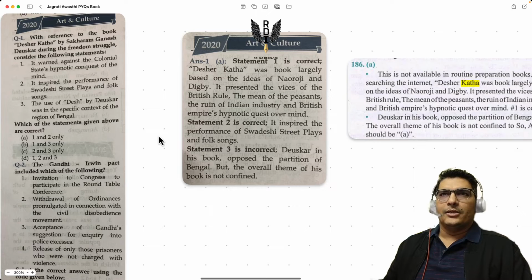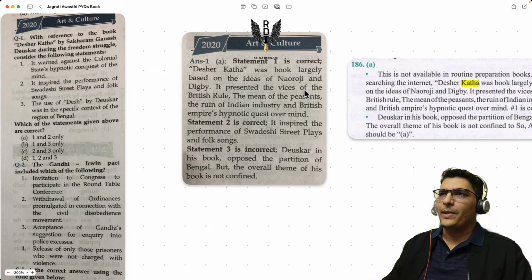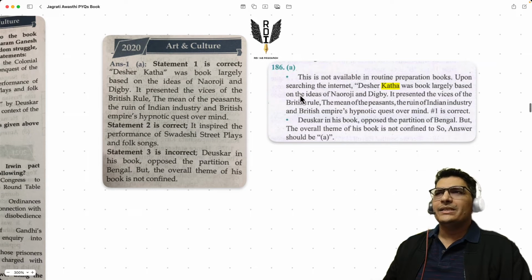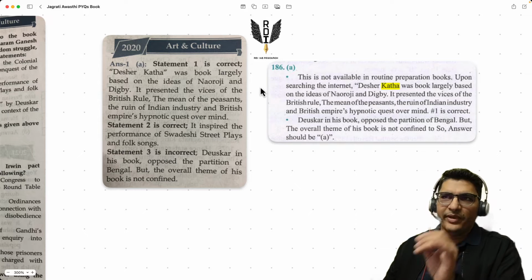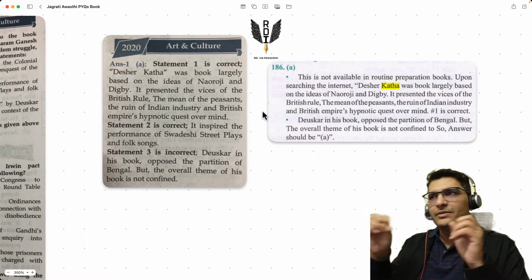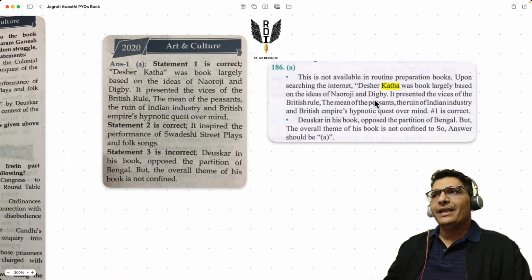Next is this Desher Katha question. This was not from 2023, it was from 2020. We looked at the solution. The Jagrati Avasthi solution was not inspiring. Mrunal Patel's solution, I would not say it's better, it's very similar to what Jagrati Avasthi's book says. So I think both of these have just copy-pasted from the same source, probably Wikipedia. But the relevance is missing.